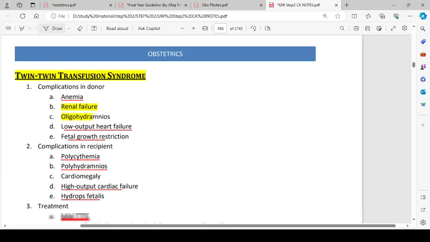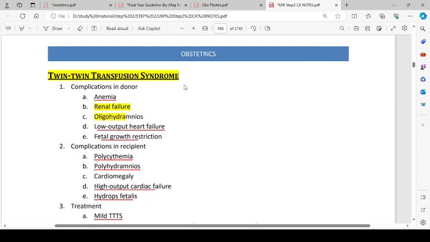twin transfusion syndrome. Complication in the donor. Whenever there is a transfusion syndrome, there are two twins which have an aberration in the blood connection, and this happens in the twins who share the placenta, like monochorionic twins. So complication in the donor, suppose this is the donor twin. No, this is not the donor twin. This is the recipient one. The donor twin will definitely be small. Like this is the donor twin, and this is the recipient twin. So there will be a discrepancy in the size of both twins.